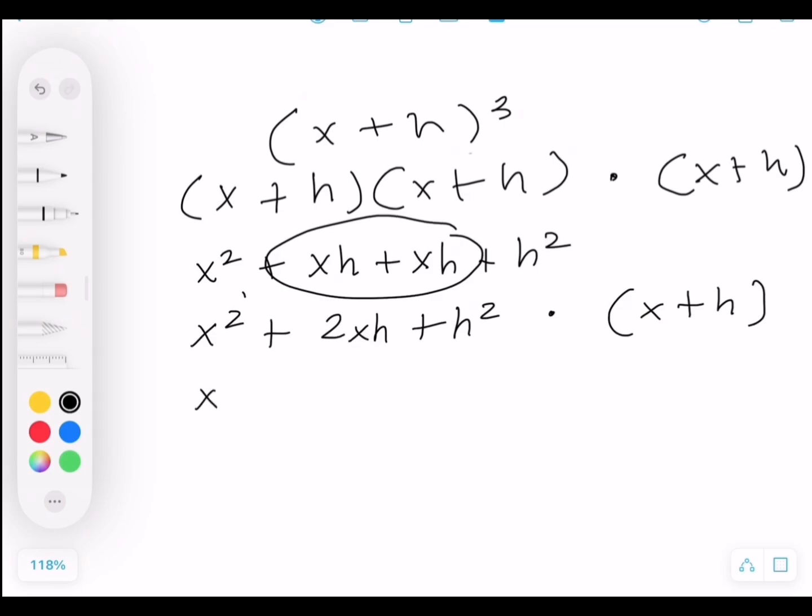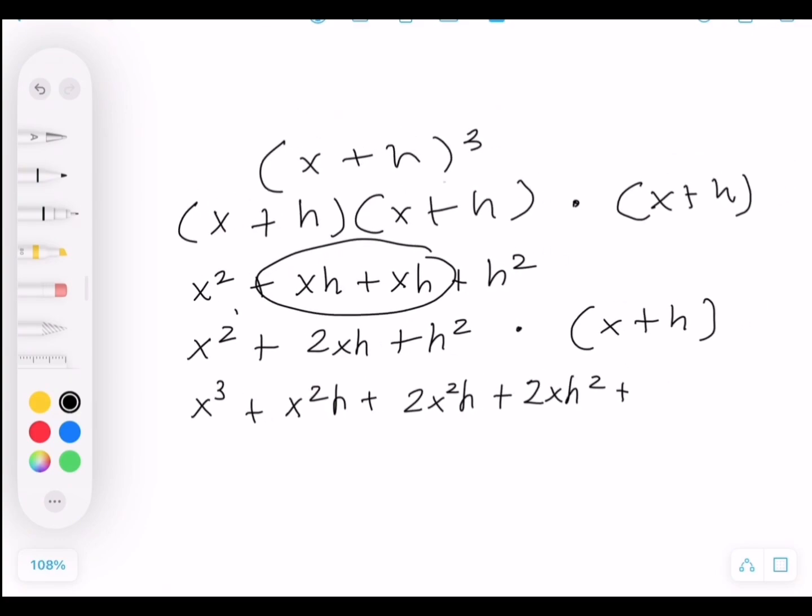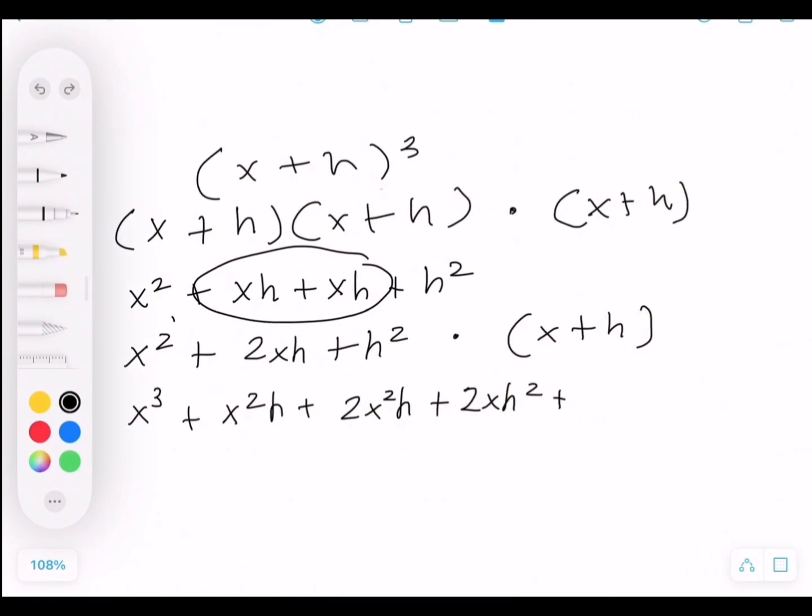So x squared times x, you have x cubed. And x squared times h, you have x squared h. Now we will move on to 2xh. 2xh times x, you will get 2x squared h. Plus 2xh times h, you will get 2x h squared. Plus, now we will be moving on to the last term, which is h squared. H squared times x, you will get x h squared. Then h squared times h, you will get h cubed.